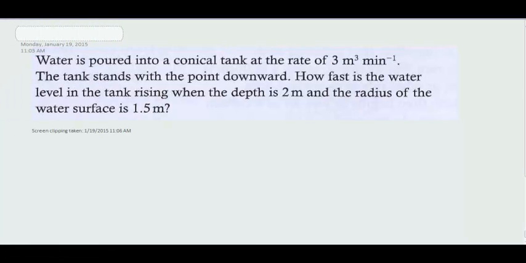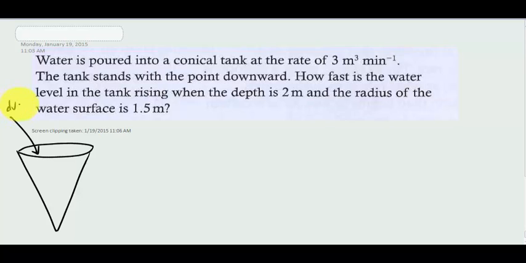So here's example number 2. We have water being poured into a conical tank at the rate of 3 cubic meters per minute. The tank stands with the point downward. So first things first, I'm going to draw myself a picture. And water is being poured into this conical tank at a rate of 3 cubic meters per minute. So that would be dV/dt is 3. Excellent.